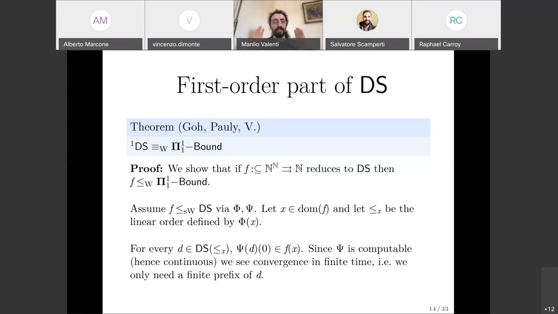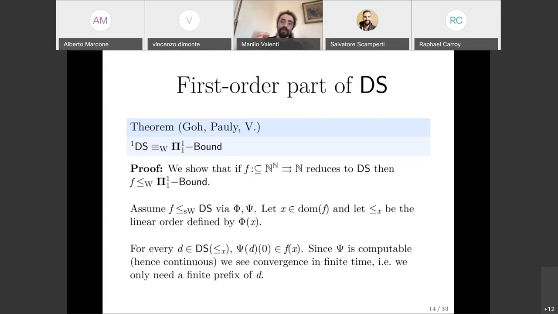So this is just a summary of what's happening here. It's a few lines that describe what a reduction is, right? You assume that your problem reduces to the S, and as I said, you can assume that the reduction is strong. Then via two functionals, phi and psi, which are the maps witnessing the reduction, you start from an input of f, and we name the order defined by phi of x, we just name it less than x, right?